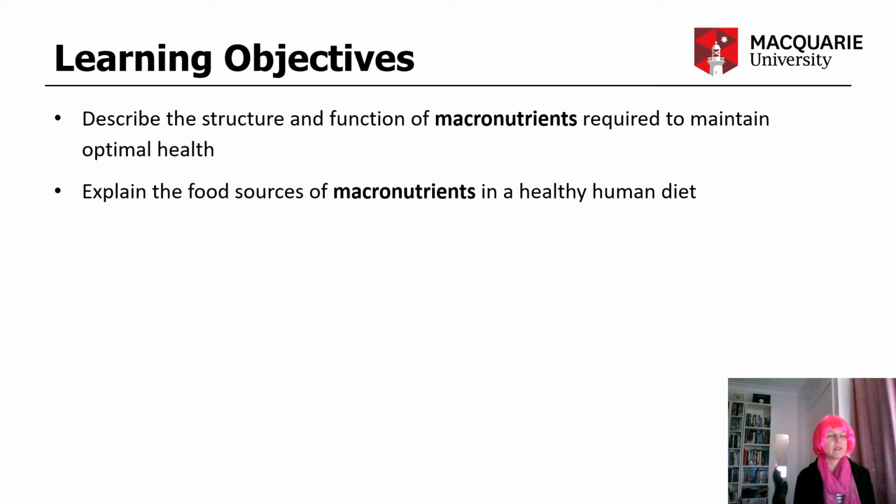So the learning objectives that we're going to cover today are to describe the structure and function of macronutrients required to maintain optimal health. And we're also going to explain the food sources of macronutrients in a healthy human diet. There's a second follow-up video that will focus on micronutrients for both of these learning objectives.